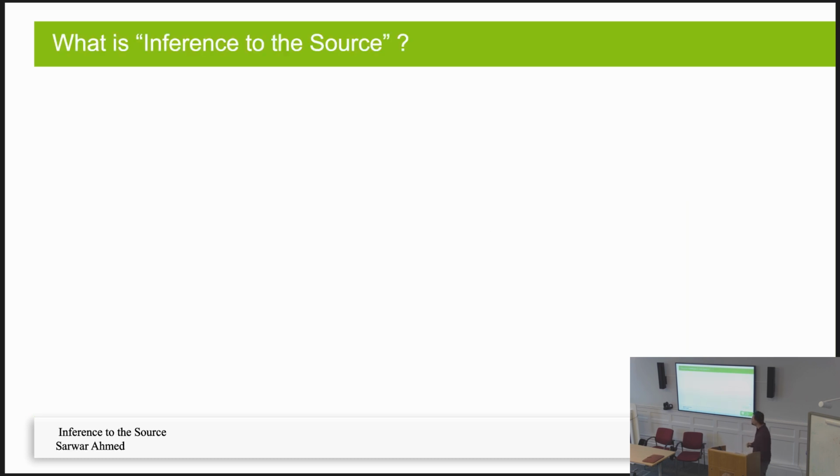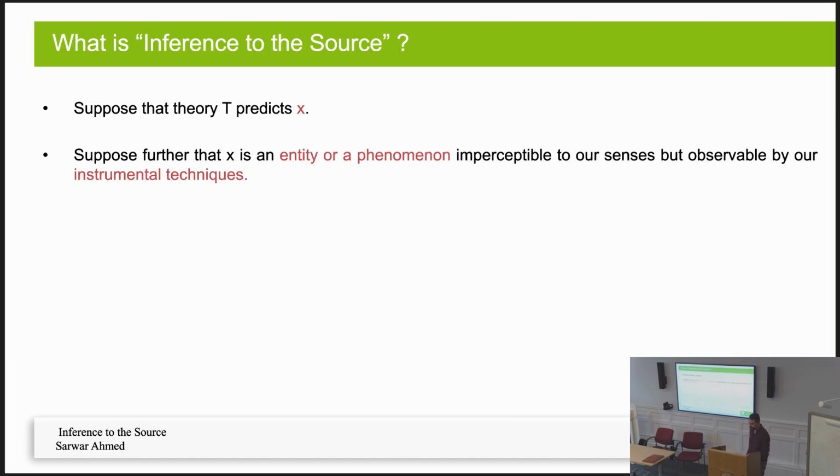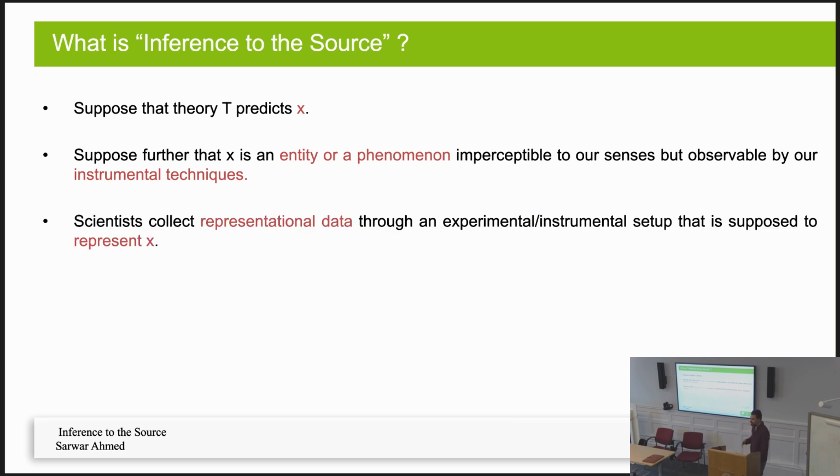So what do I mean by inference to the source? Suppose that we have a theory T, that the theory predicts X, and then suppose further that X is an entity or a phenomenon that is imperceptible to our naked eye, but we can observe it with instruments. And in this case, normally scientists collect representational data through an experimental or instrumental setup, and this representational data is supposed to represent X, which is a phenomenon in the external world.